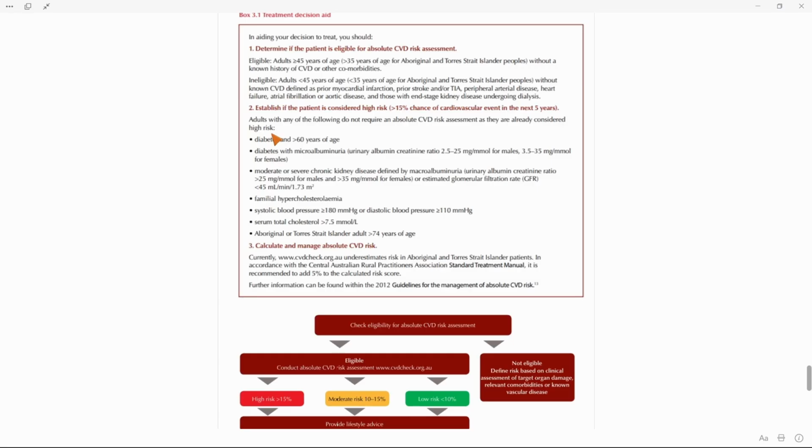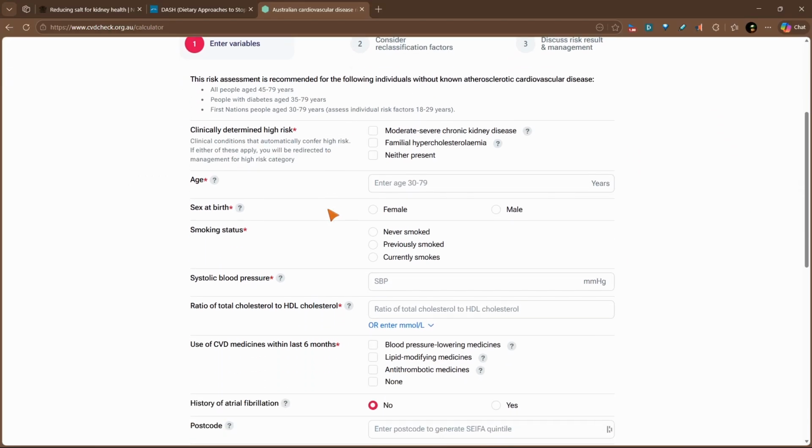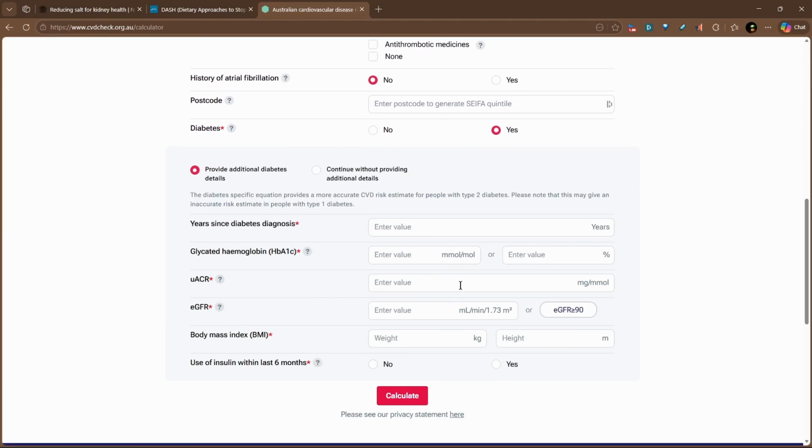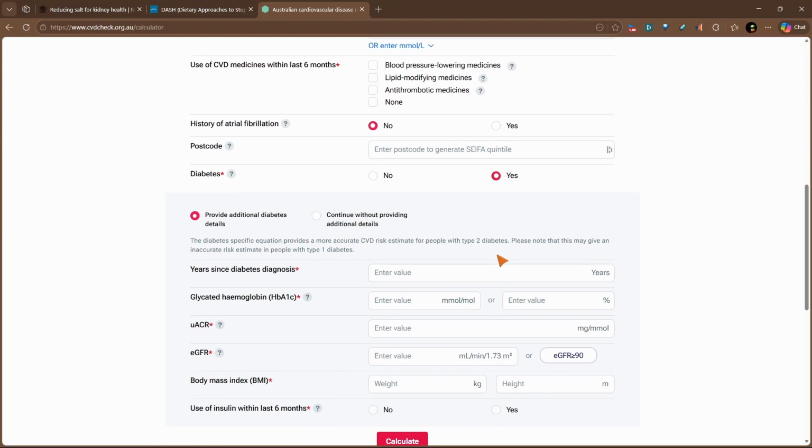high risk. So in the 2016 guidelines, they will say anyone with diabetes. With the old CVD risk calculator guidelines, they recommend that anyone with diabetes and above 60 years of age are high risk. That's not necessarily the case now with the new guidelines. If you do have a patient above 60 and diabetes and you plug them into this calculator, you can see there's a segment for diabetes where you look at their duration of diagnosis, HbA1c, urine ACR, eGFR, BMI, and whether they're using insulin. That will help you calculate the CVD risk.